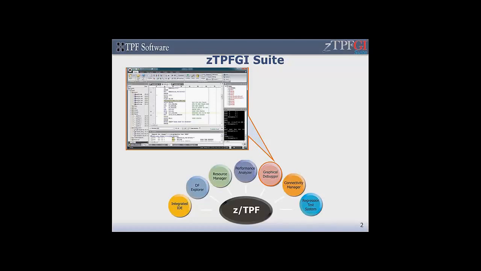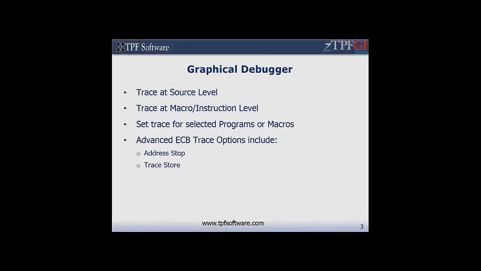One is the integrated IDE, DF Explorer, Resource Manager, Performance Analyzer, which is TREX, Connectivity Manager, Regression Testing System, and Graphical Debugger. In the Graphical Debugger, we have various features for trace. One is trace at source view level, trace at macro and instruction level, set trace for selected programs and macros, asynchronous trace, and finally we have the advanced ECB trace option. The advanced ECB trace option includes address stop and trace store.